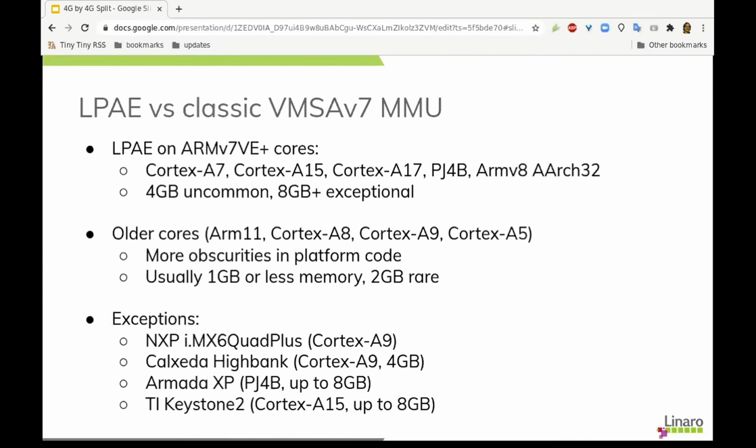The most important exception is the IMX6 Quad and Quad Plus that has a Cortex-A9. It does not have a modern MMU with LPAE, but some people have shipped them in the past with 4 GB.